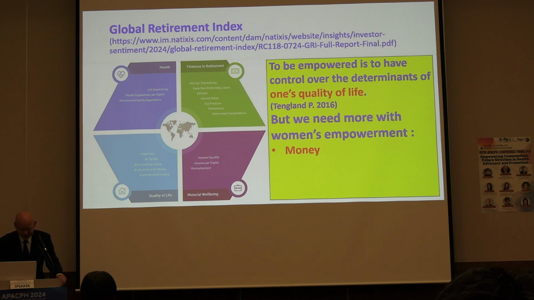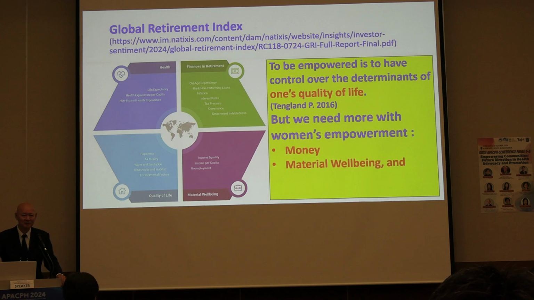Then, material well-being. Usually in my presentation, I don't say money is important. So this is the first time in my life that money is the key. And the material well-being, but we may need something more. And I'd like to think about it. What is more important? So this is the end of my presentation, and thank you very much.